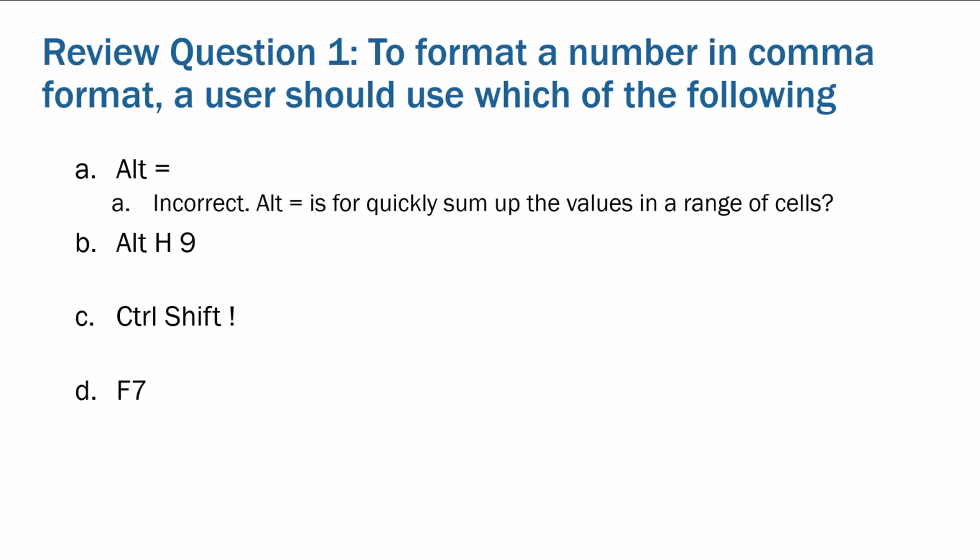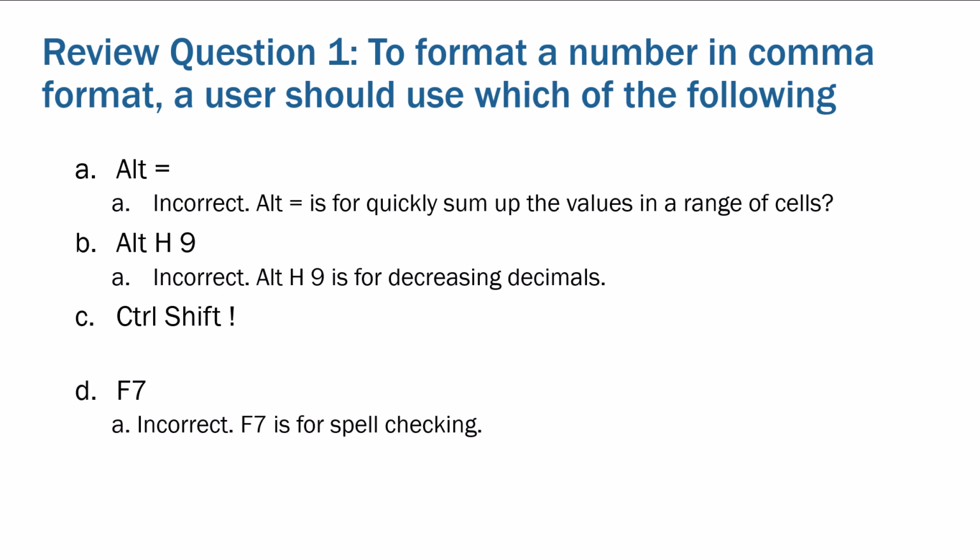That's to sum them up. Wasn't Alt H9. That's to get rid of a decimal. F7 is to spell check. Control Shift Plus is a quick way to put it in a comma format, unless you've created a hotkey, and then you would use a hotkey approach.